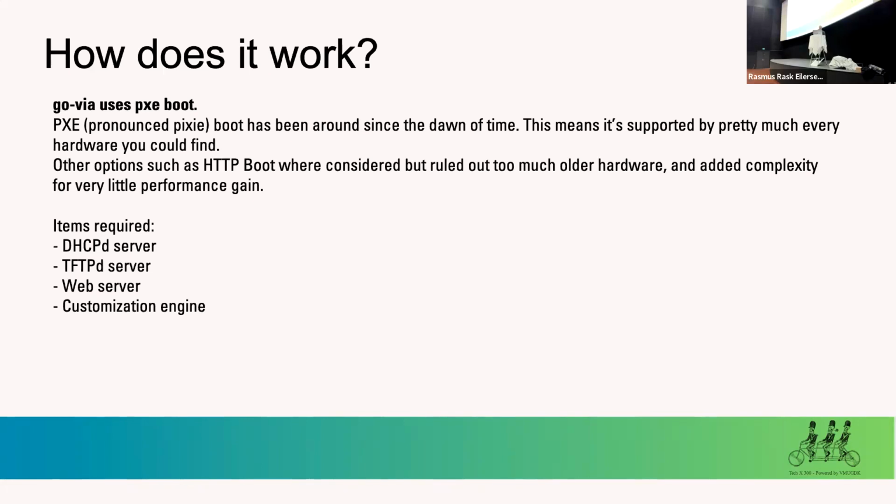I did explore newer options like HTTP boot, etc. But basically, that's only available in the last 2 generations of most hardware vendors, which limited the amount of hardware, and it also required specific configuration of the hardware. While PXE boot is basically just start your server, press F12, wait. That's it. So the things you need to do an unattended installation are the functions of DHCPD, TFTP, a web server, and if you want some form of customization engine.